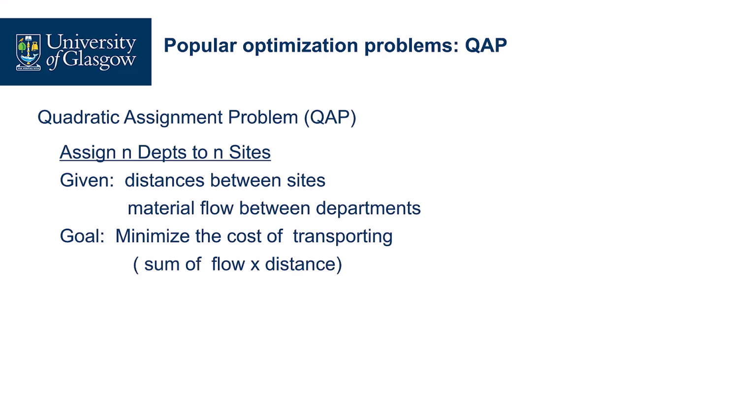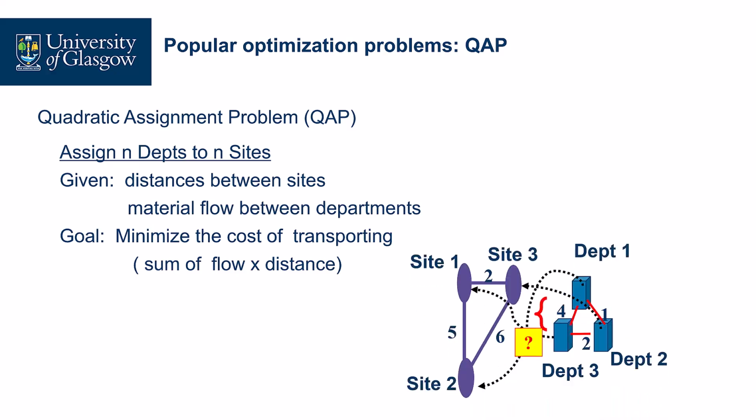How to calculate the transporting cost? We calculate it as material flow multiplied by distance, and we sum them together. Let me give you an example. We have 3 sites, 3 places. Now I hope to put 3 departments into these 3 places. Maybe this is a factory, this is a hospital, and this is a residence. In this plan, I put department 2 into site 3, and department 1 goes to site 2. So this is the plan.